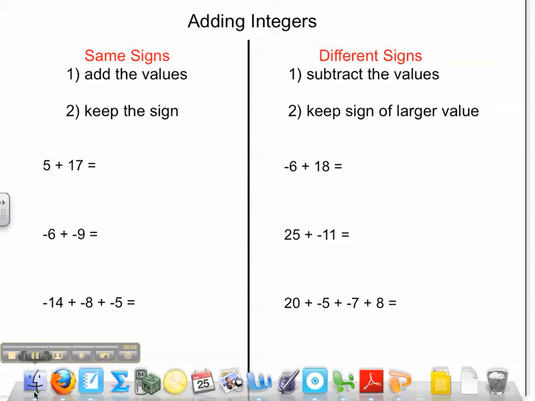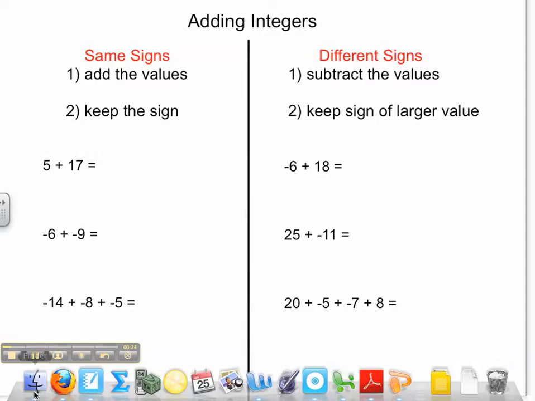Today's tutorial is going to be about adding positive and negative integers. Now we've come up with a couple of easy rules for adding integers. If integers have the same sign, meaning they're both positive or they're both negative, you add the value of the two numbers and keep the same sign. So if it's two negative numbers, you keep the negative. If it's two positive numbers, you make the answer positive.